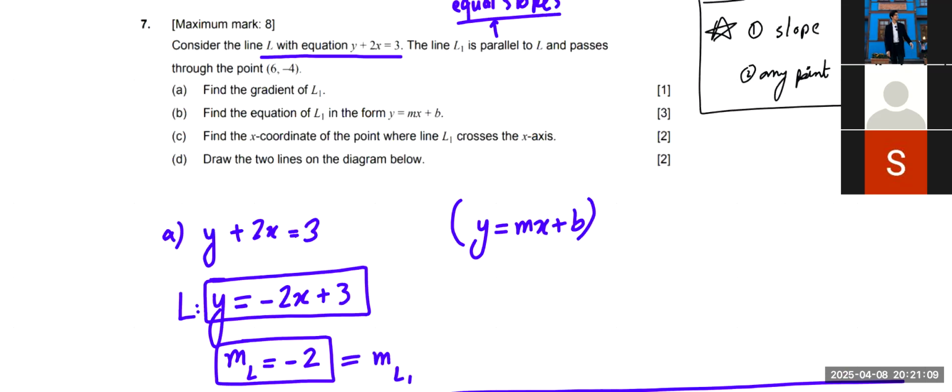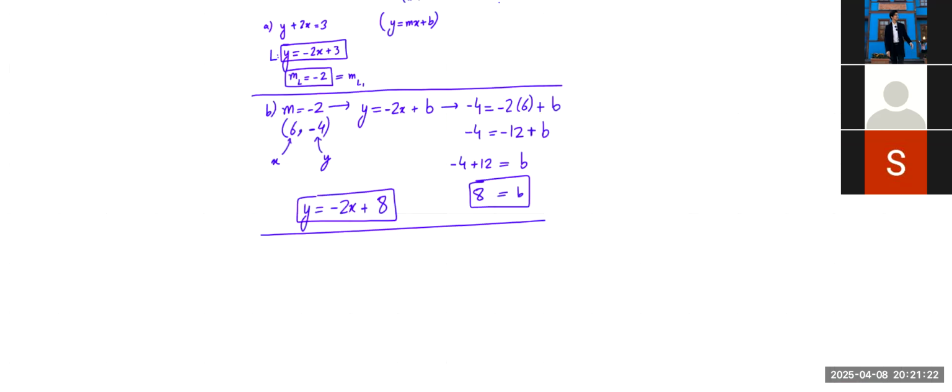Find the x coordinate of the point where your line crosses the x-axis. This is just a very long way to say find the x-intercept. Okay, so it literally just means find the x-intercept. How do you find the x-intercept?